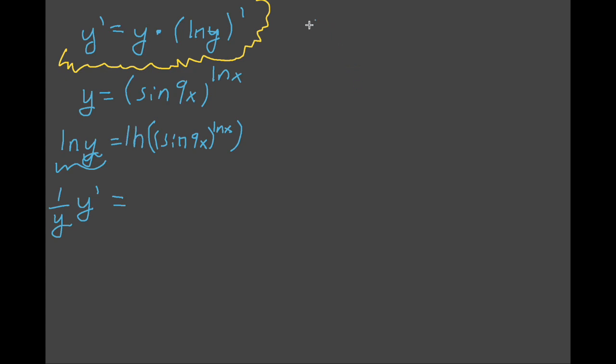But remember, by our first law, the natural log of a to the b power is the same as b times the natural log of a. So we can take this ln of x down, and we'll actually end up with ln of x multiplied by ln of sine 9x. So now this problem just went from something that was nearly unsolvable to a simple product rule problem.